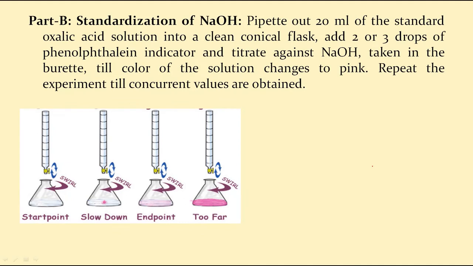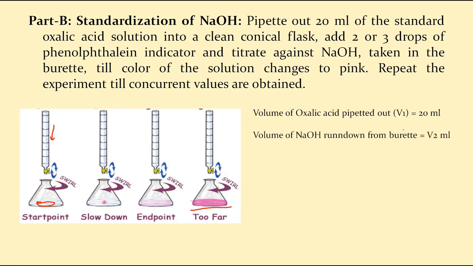Next, part B, we standardize the sodium hydroxide solution. So we pipette out 20 ml of this prepared standard oxalic acid solution into the conical flask here, and to this we add 2-3 drops of the phenolphthalein indicator. From the burette, we drop sodium hydroxide, and we continue the titration till we get a pink color. When we observe pink color, we stop the titration and note down the reading as V2 ml. Here the volume of oxalic acid pipetted out is V1, already we know that is 20 ml, and the volume of sodium hydroxide run down from the burette we will only know after the titration, that is V2 ml.